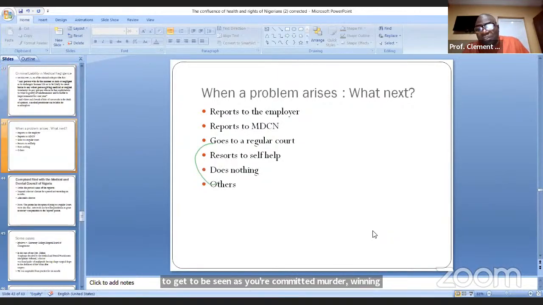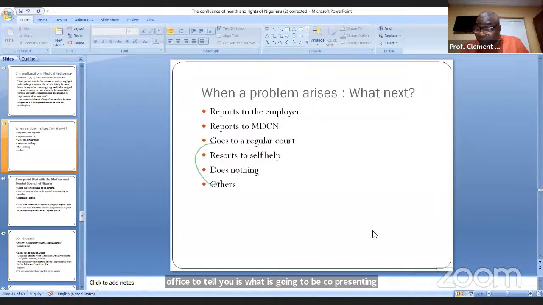When the problem arises, what next? A patient has taken you to the hospital, what should you do? Or a patient has been mismanaged, rather. What's the next thing? Number one, they can report to your employer, maybe you work in an office. They will tell your employer, this is what this doctor did. See the operation he did. See my complications. Those are the nice patients.